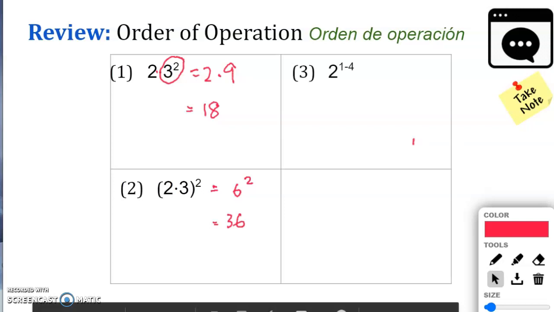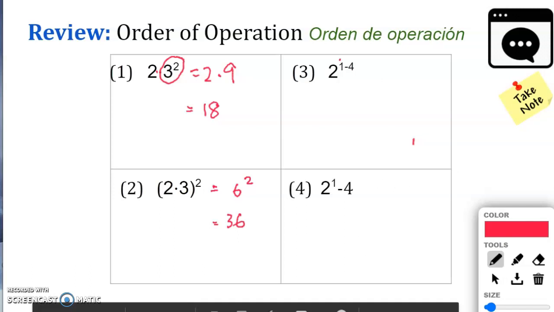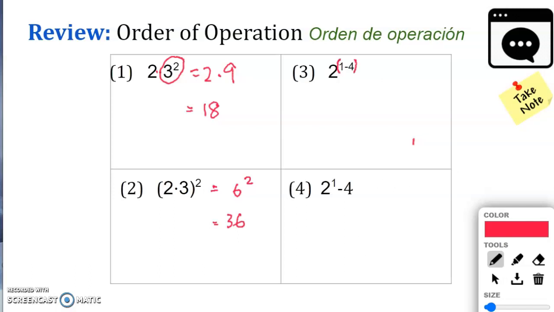What about number 3? If you have 2 raised to the power of 1 minus 4, the exponent itself, when you have it like that, works like a grouping symbol. It's almost as if there is a parenthesis there. So that means you need to evaluate this first. So that becomes 2 to the power of negative 3, because 1 minus 4 is negative 3. The way we get rid of the negative symbol on the exponent is putting it as 1 over. So we just got rid of this negative, and everything else stays the same. 2 to the power of 3 is 2 times 2 times 2, which is 8. So the answer is 1 over 8.